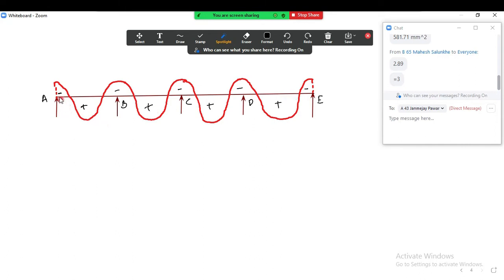Then AB and CD will be the end spans, and BC will be the intermediate span. So support A is the end support, support D is the end support, and support B and support C are the supports next to end support. There will not be any interior support in this case. Okay, is it clear to all of you?